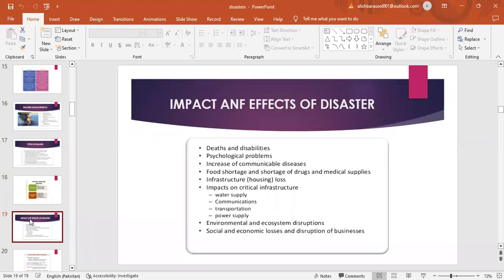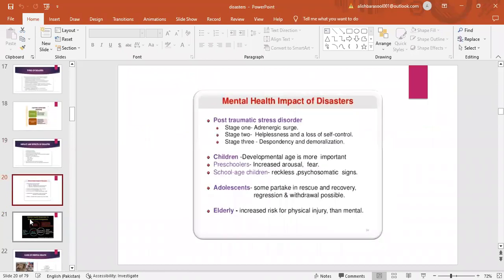Impacts and effects of disaster: deaths and disabilities, psychological problems, increase of communicable diseases, food shortage and shortage of drugs and medical supplies, infrastructure loss, impacts on critical infrastructure such as water supply, communication, transportation, power supplies, environmental and ecosystem disruptions, social and economic losses and disruption of businesses.